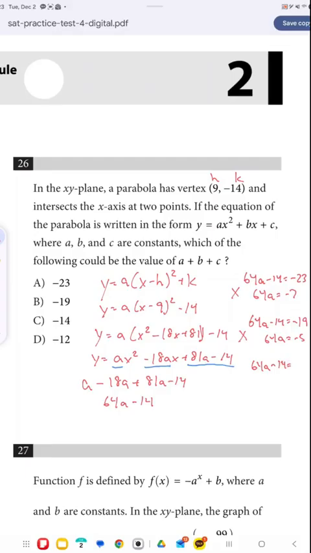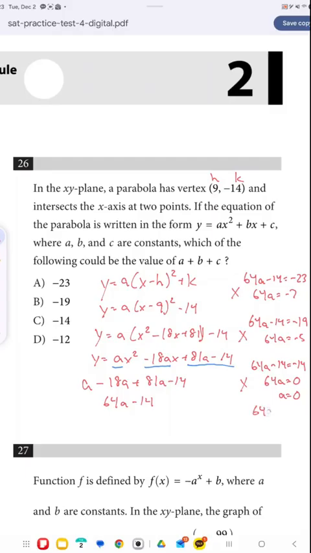64a, we look at answer choice C, which is negative 14. We add 14 to both sides. We get a equals 0. This will not work because a must be a positive number greater than 0. So answer C can't be it.